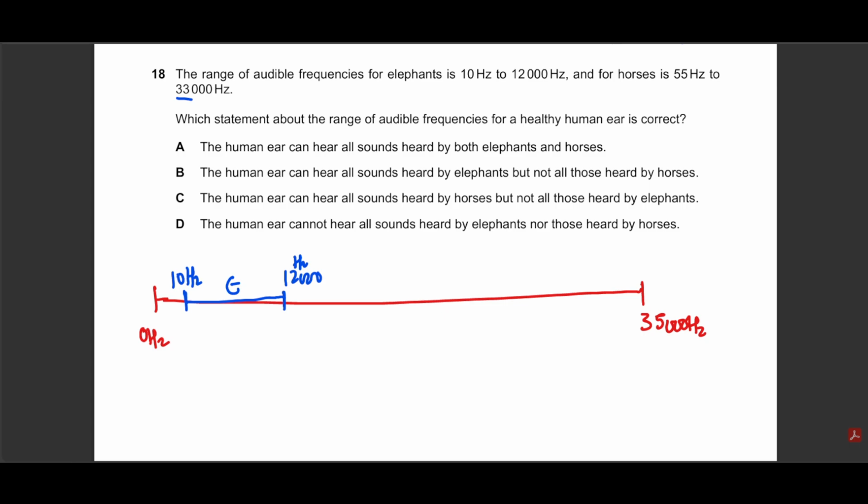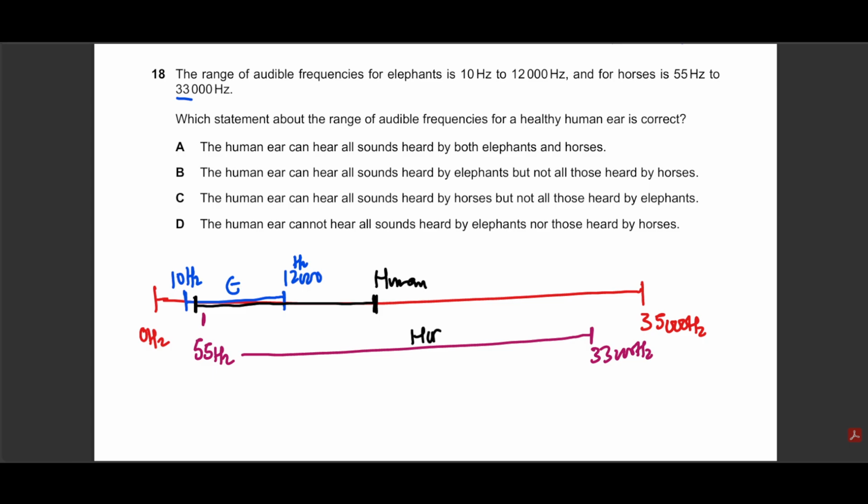Horses can go from, let's say, 55 hertz up to 33,000 hertz. And human hearing goes from 20 hertz, which is going to start right about at the center, and goes up to 20,000, which is more than elephants, but much less than horses. So this is the human ear, this is the horse.